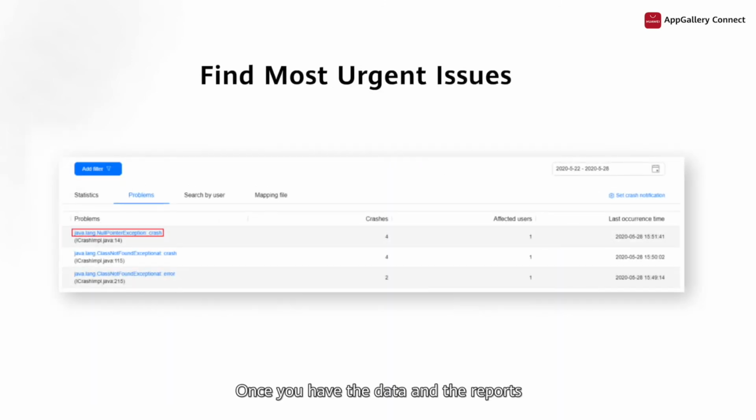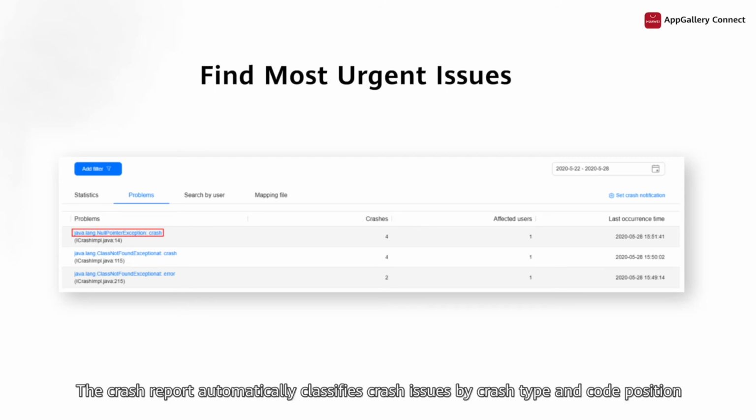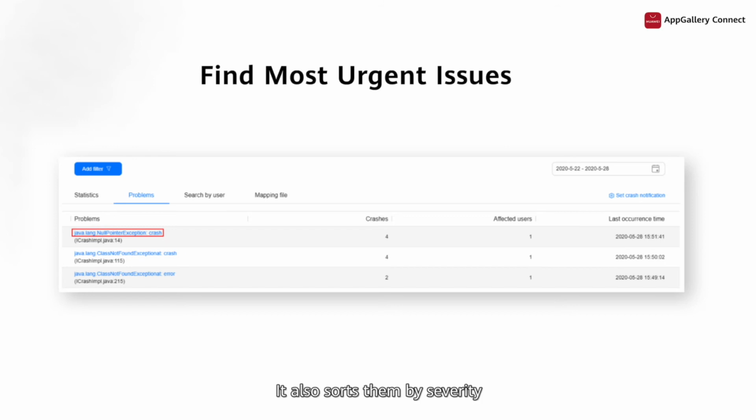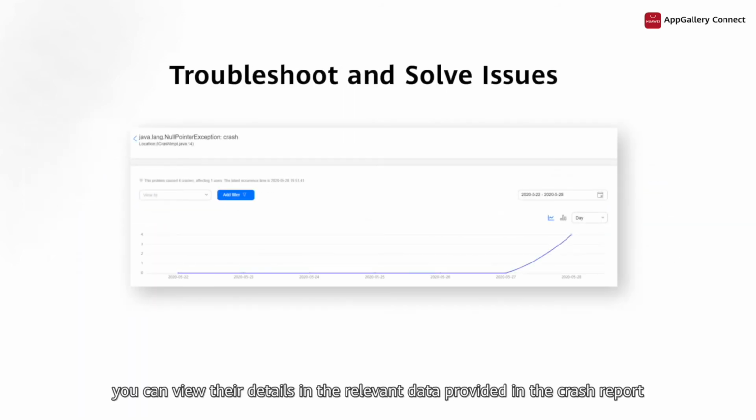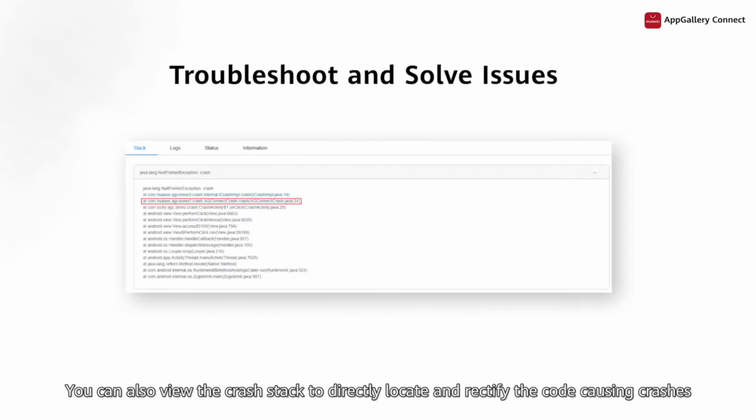Once you have the data and the reports, you need to determine which issues you need to solve. The crash report automatically classifies crash issues by crash type and code position. It also sorts them by severity, allowing you to prioritize easily. After you select the issues you'd like to solve, you can view their details in the relevant data provided in the crash report. For example, you can select a device type to see if the crash occurs on a specific app version, which helps you to narrow down the scope of possible issues. You can also view the crash stack to directly locate and rectify the code causing crashes.